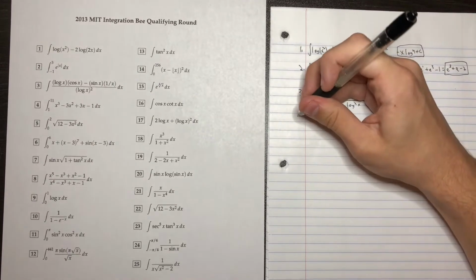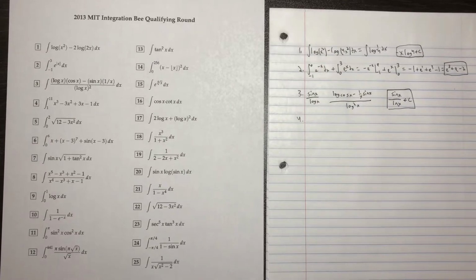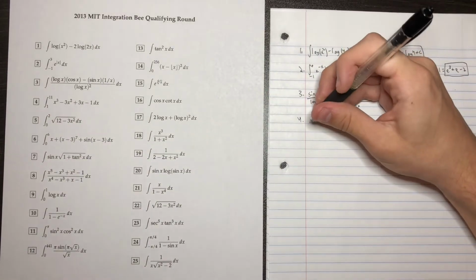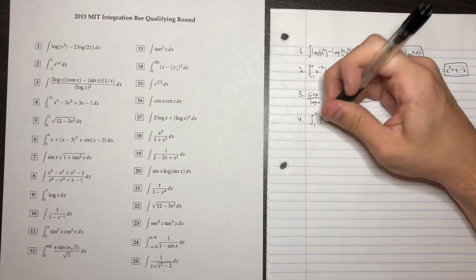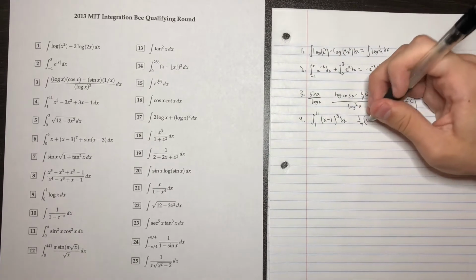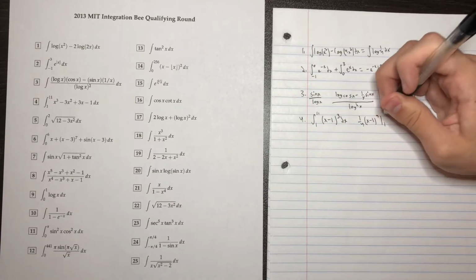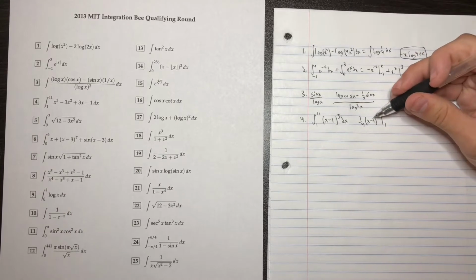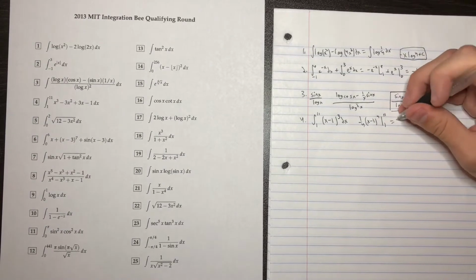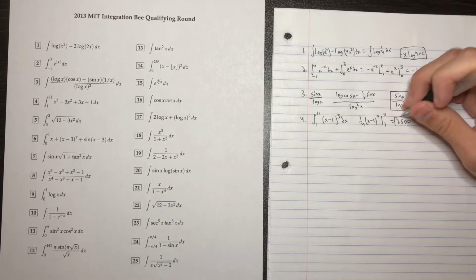Okay, moving on to question 4. I see the expression and I immediately recognize this as the expansion of (x minus 1) cubed, because of the 1, 3, 3, 1 with alternating positives and negatives. So it's the integral from 1 to 11 of (x minus 1) cubed dx, which is 1/4 times (x minus 1) to the 4th, evaluated from 1 to 11. Well, when you plug in 11, you're going to get 10 to the 4th over 4, which is 2,500 minus 0, so that's just 2,500.